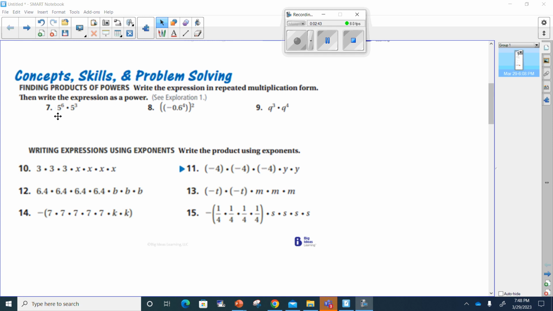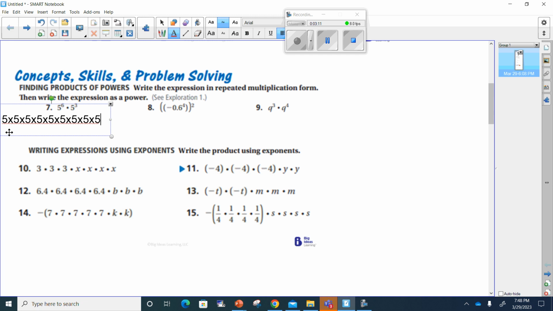If I'm writing 5 to the 6th power times 5 to the 3rd power, this is really going to give me 5 times 5 times 5 times 5. We have to do this 9 times, right? So 5 more times. Let's see, that's 1, 2, 3, 4, 5, 6, 7, 8. I guess one more makes 9.